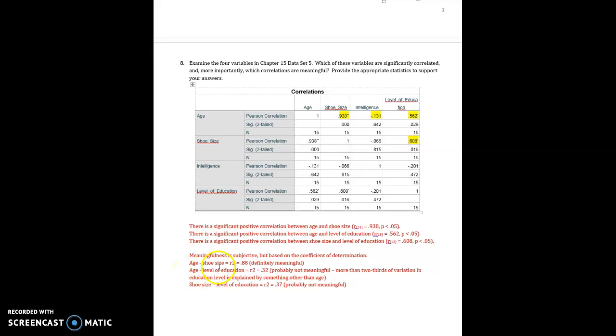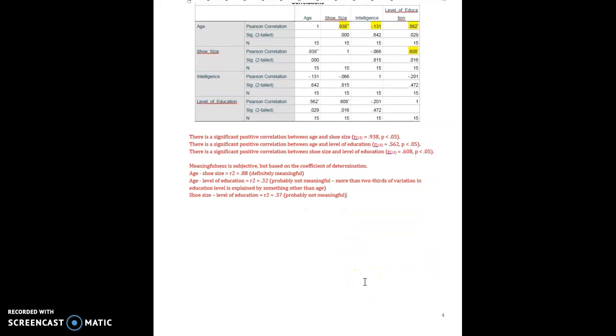The correlation between age and level of education, our coefficient of determination then is 0.32, so 32% of the variation in level of education can be explained by age. Probably not meaningful, right? That's not a very high number. Looking at shoe size and level of education, our coefficient of determination is 0.37. Again, probably not meaningful because there's a lot of variation due to something besides the independent variable. And that's it.